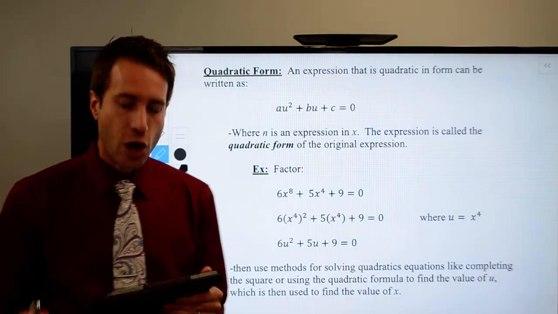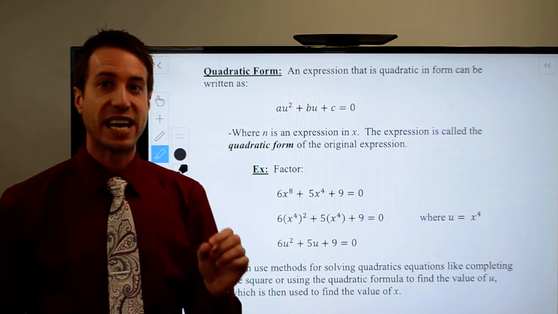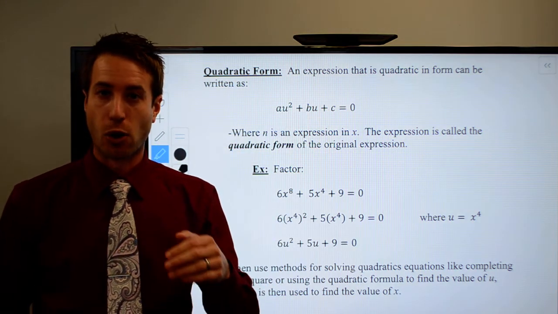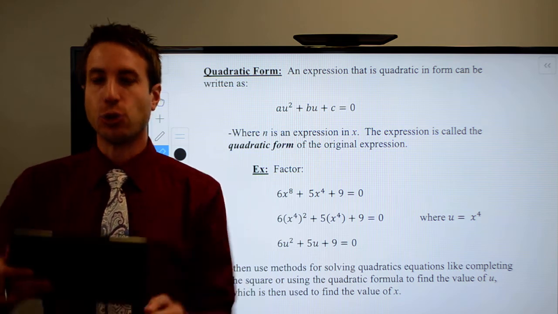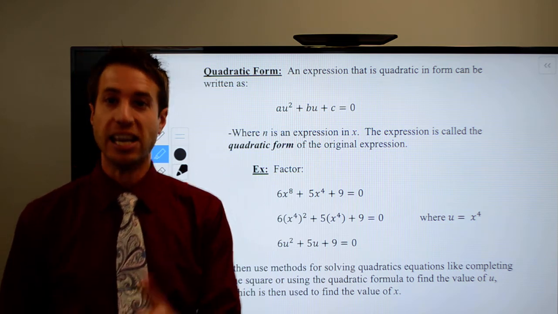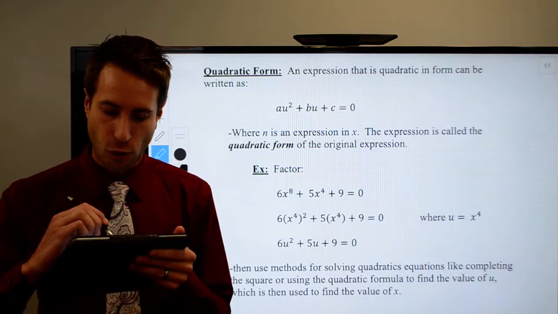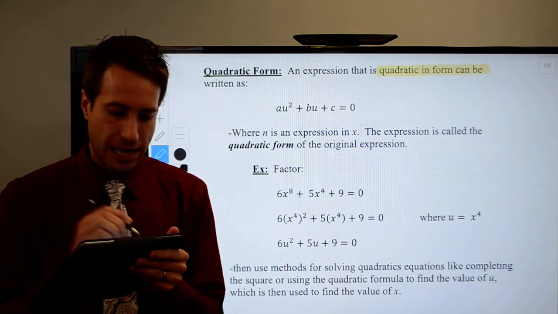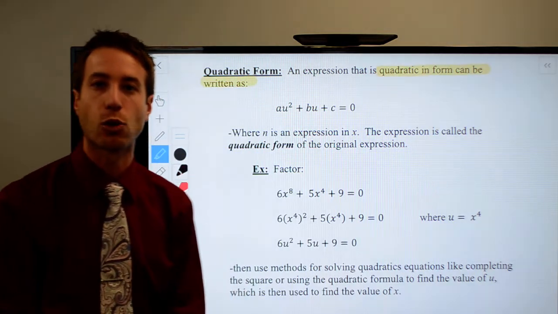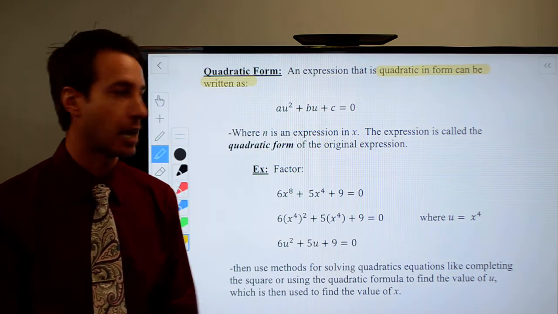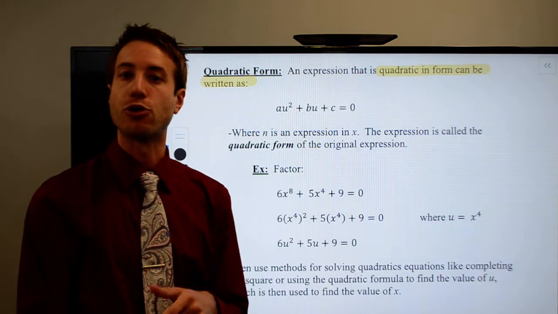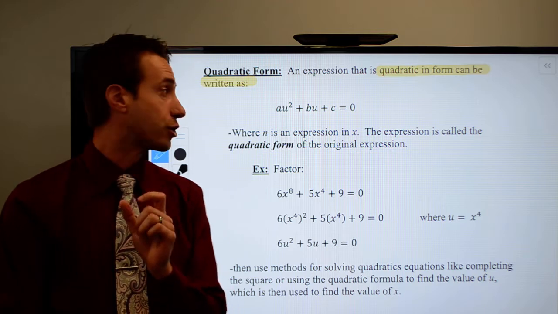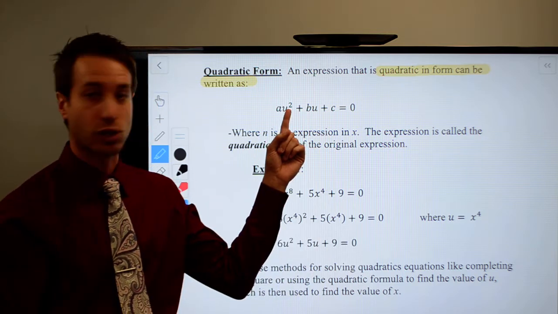And here's what we're going to do. You're going to take a polynomial that is not in quadratic form, and we're going to do a little bit of substitution to help us get it into quadratic form. Quadratic form can be written as follows, and you should recognize it from chapter 4. We spent a ton of time on quadratics. You know that quadratic form is whenever the term of the highest degree is squared.